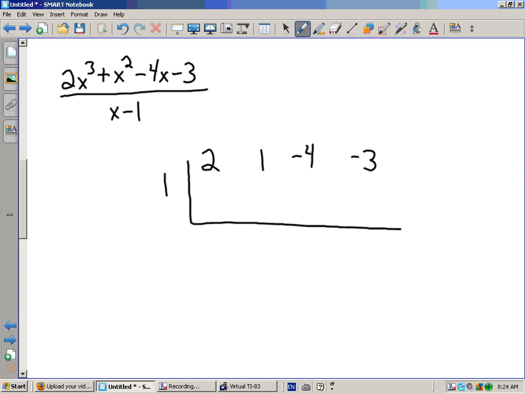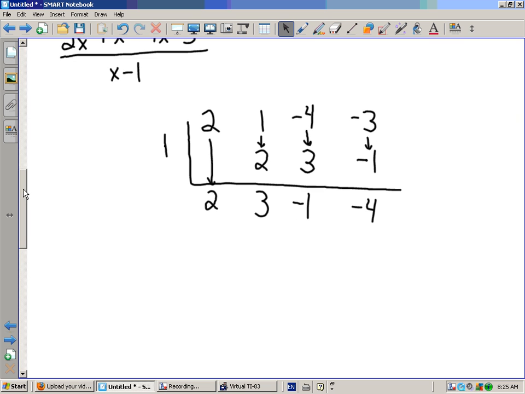Now we do the exact same steps as we did before. We carry down the original 2. 1 times 2 is 2. Add these two together. 1 plus 2 is 3. Multiply the 1 times the 3, and we write it up here. Add these two together. -4 plus 3 is -1. Multiply the 1 by the -1, we get -1. Add the -3 and the -1, and we get -4.